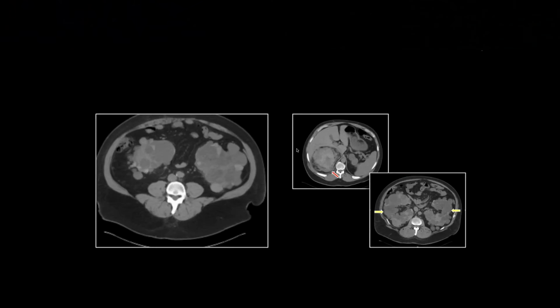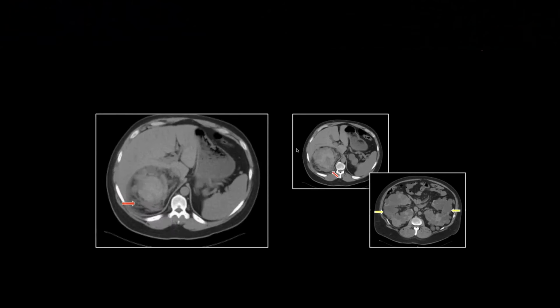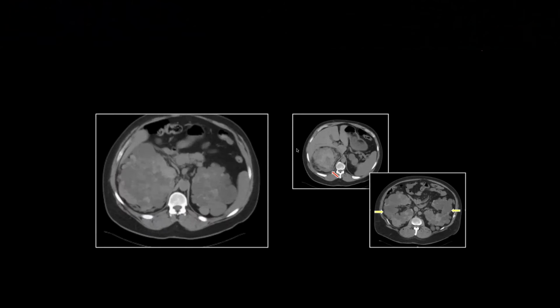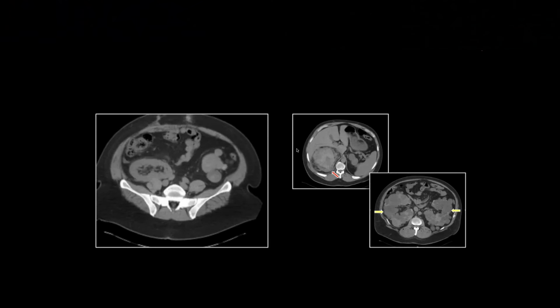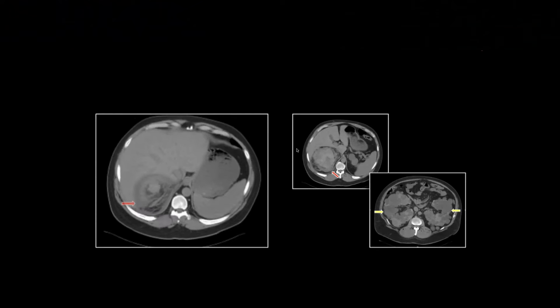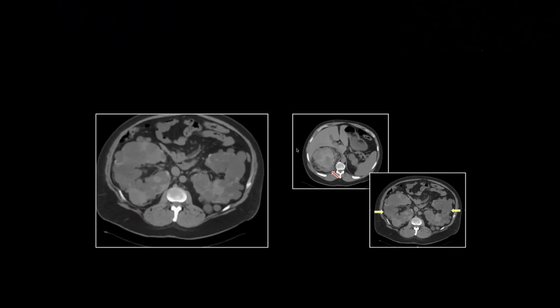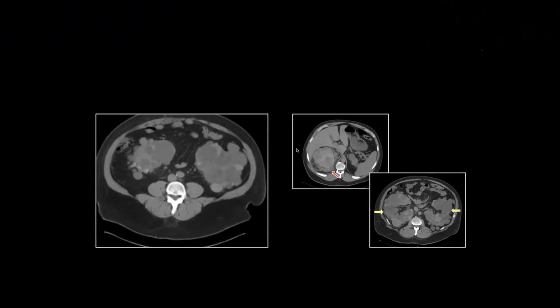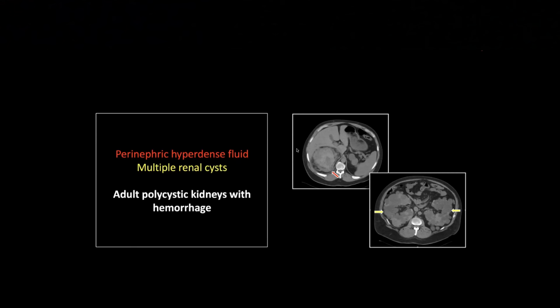So let's look at this upper pole on the right kidney. And you can see that there's a lot of stranding and density there, consistent with hemorrhage. And obviously this patient doesn't have a lot of functioning renal parenchyma, so he's got a renal transplant there in the right lower quadrant. All right, so that is adult polycystic kidneys with acute hemorrhage.